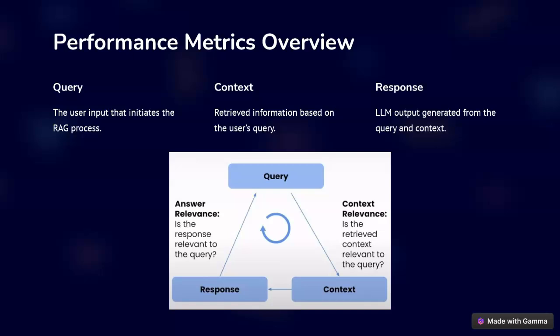Each RAG pipeline has three main components: query, context, and response. The query is the user input. The context refers to the retrieved information based on the user's query, and the response is the LLM output based on the user's query and context retrieval. Based on this structure, we can evaluate a RAG pipeline in two key areas: context relevance and answer relevance.